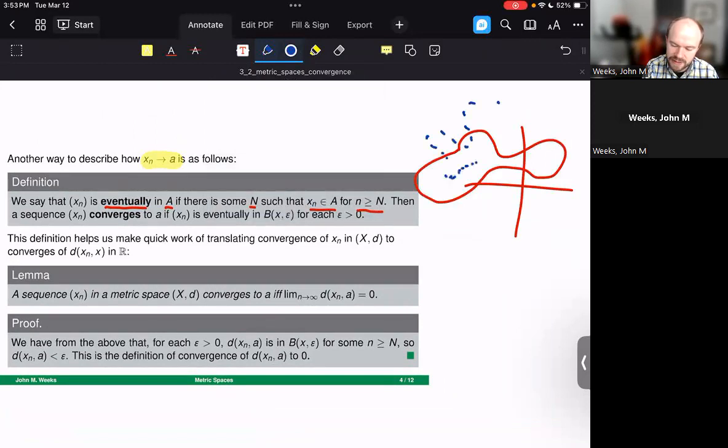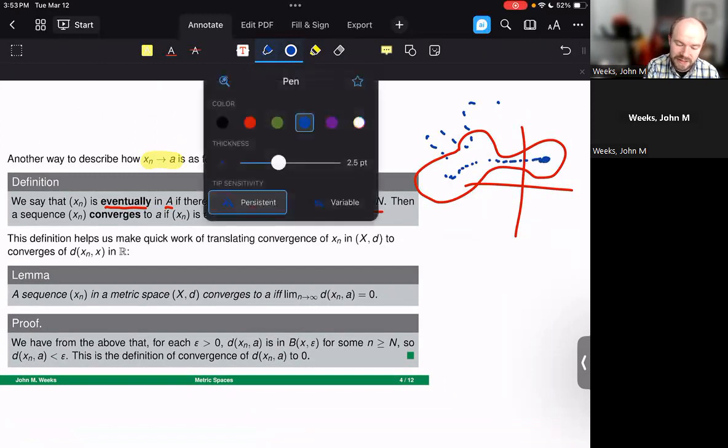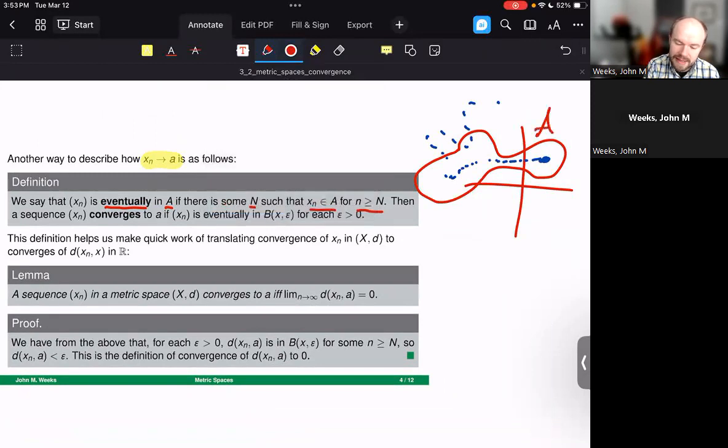Maybe you have a sequence in here that is eventually going to be inside of the set A. Well, if this is the set A right here, then after this point, the sequence is going to be consistently inside of the set A. So we would be able to say that this sequence is eventually inside the set A.